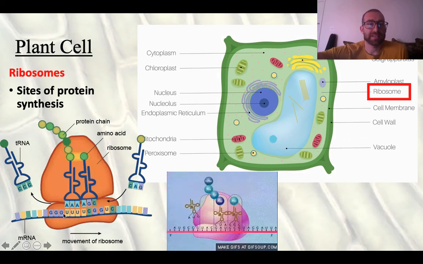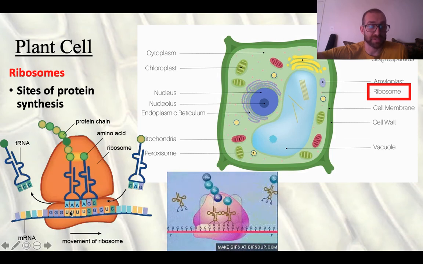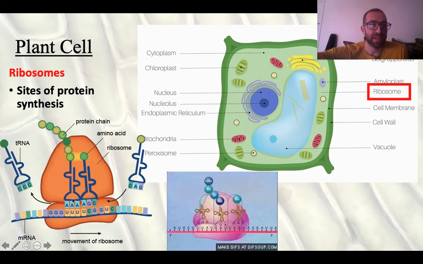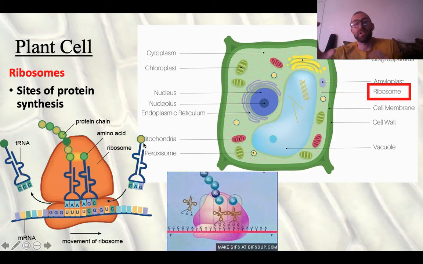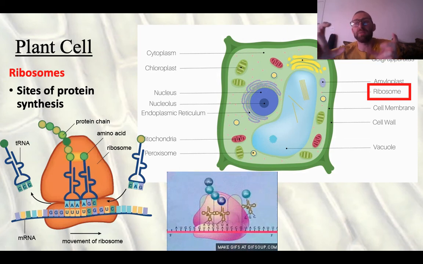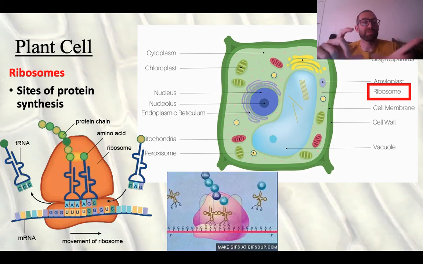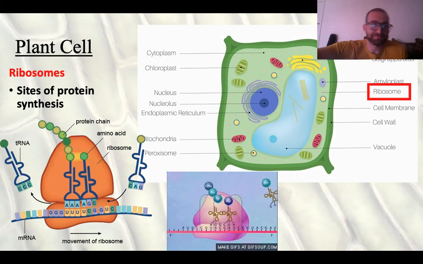As the messenger RNA moves through, a transfer RNA comes and matches up with that sequence. So here, for a UUU, you would need an AAA transfer RNA, and it binds to it. On the other end of our transfer RNA is an amino acid. An amino acid is essentially a building block of a protein. Proteins are made up of chains of amino acids.